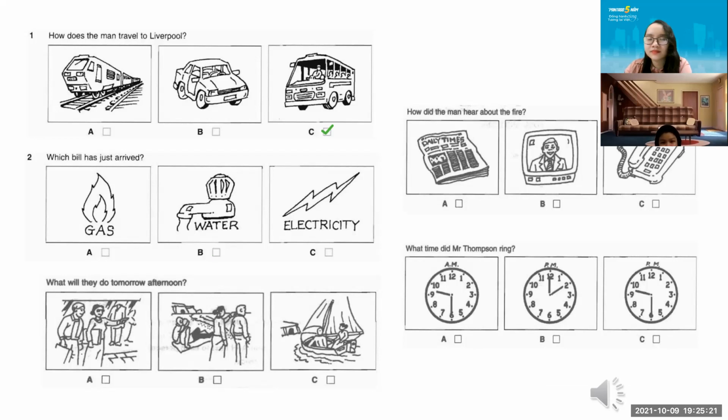How did you hear about the fire? It wasn't on the television news. No, it wasn't in the newspaper either. Sandra phoned and told me about it. Oh, I see.